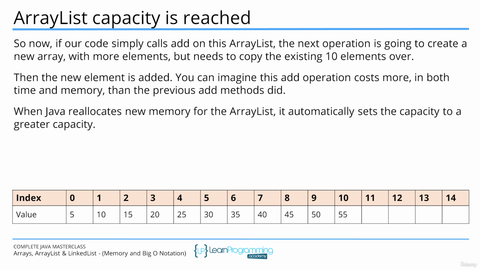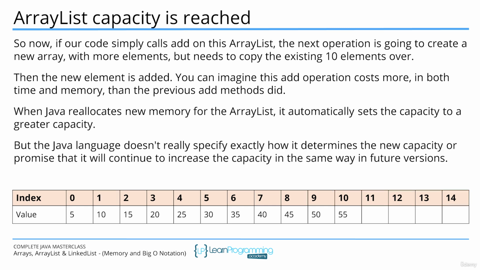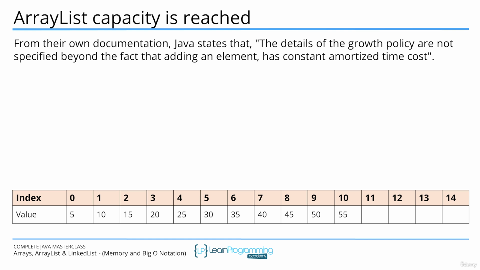When Java reallocates new memory for the array list, it automatically sets the capacity to a greater capacity. But the Java language doesn't really specify exactly how it determines the new capacity or promise that it will continue to increase the capacity in the same way in future versions. We can't actually get this capacity size from the array list. From their own documentation, Java states that the details of the growth policy are not specified beyond the fact that adding an element has constant amortized time cost.